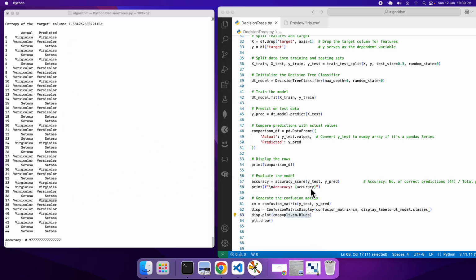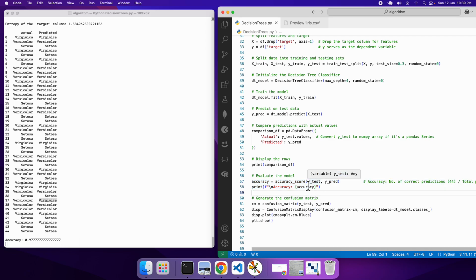result. Since there is only one incorrect result, let's check the accuracy. The accuracy is 0.97, which means 97% accuracy, which is almost close to 98% accuracy. Now how did we get this 98% accuracy?